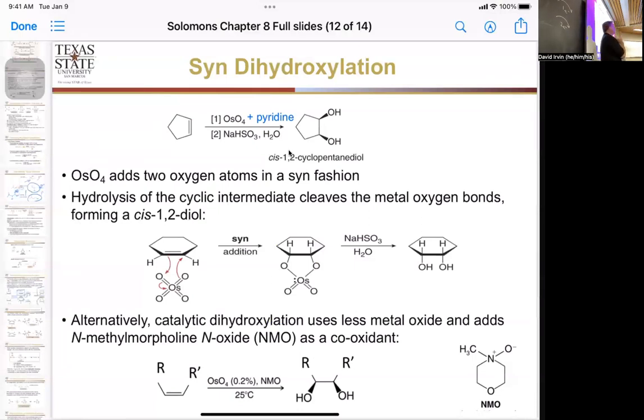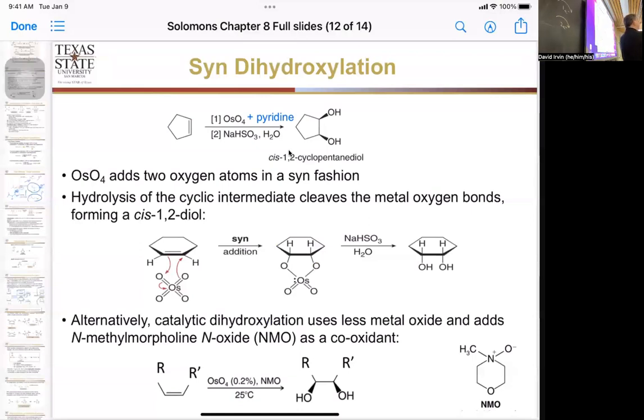So it always does a Syn addition, always forms the osmate ester. And then you can take this right here and reduce off this bond here, leaving this with 2 alcohols. Again, Syn addition. So we have a 1,2 diol, and they're both on the same side of the ring. Now, the only downside to osmium tetroxide is it's also very toxic to humans.